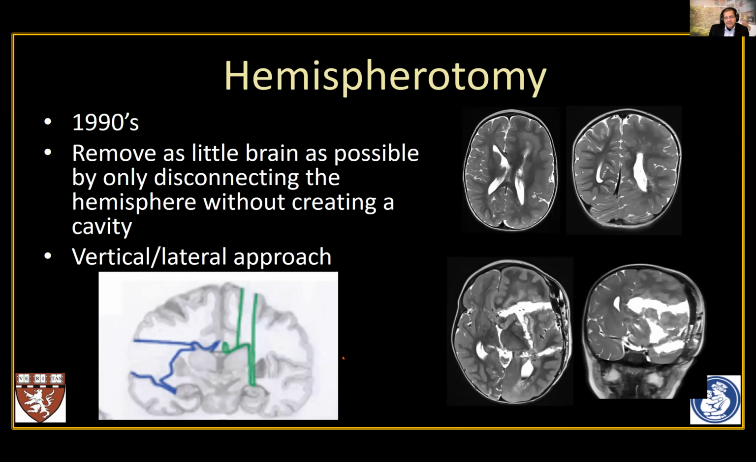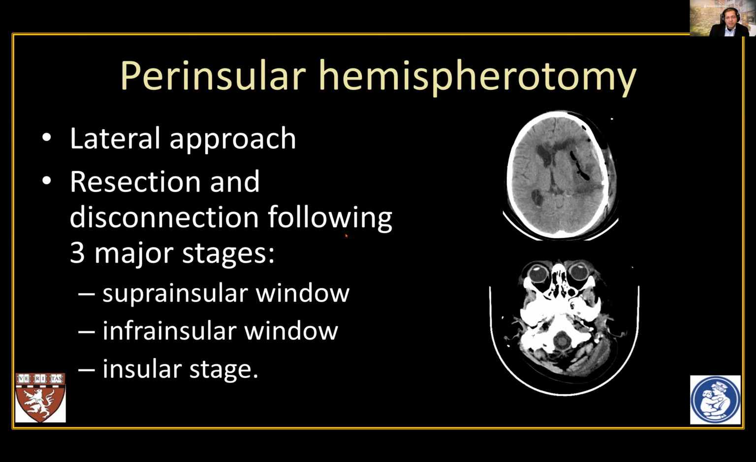More recently, in the 1990s, two surgeons called Delalande and Villemure came up with the procedure of hemispherotomy, where you only disconnect the hemispheres without creating a cavity. So basically removing as little of the brain as possible. You make these cuts in the brain, and then you disconnect the two hemispheres. There are two different approaches, the vertical approach and the lateral approach. And our surgeons in Boston prefer the lateral approach. In the lateral approach, you have 3 different stages: a suprainsular window, an infrainsular window, and an insular stage.